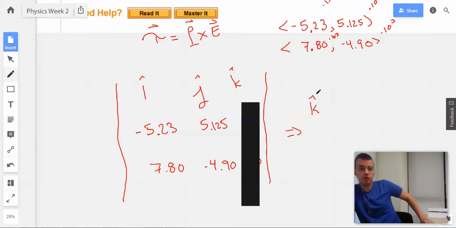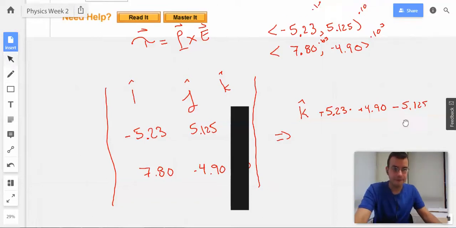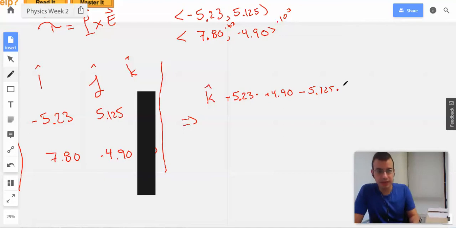So we're going to do negative 5.23 times negative 4.9. And since they're double negatives, we're going to plus them up. And I'm going to subtract 5.125 times 7.80. Okay?